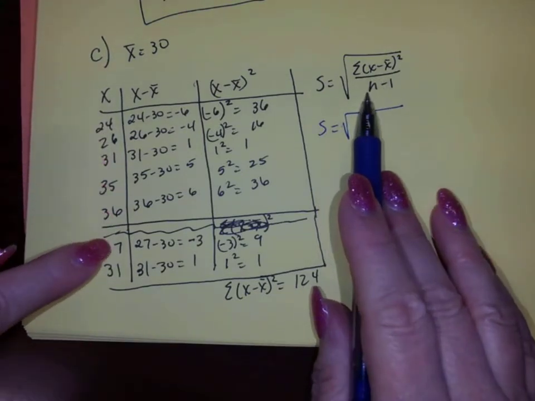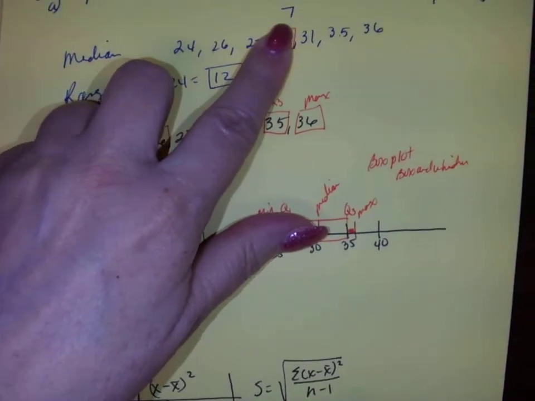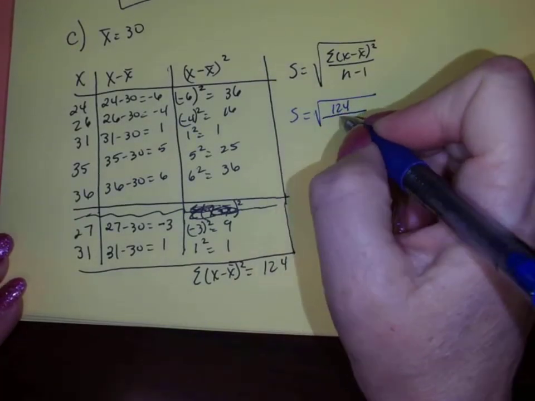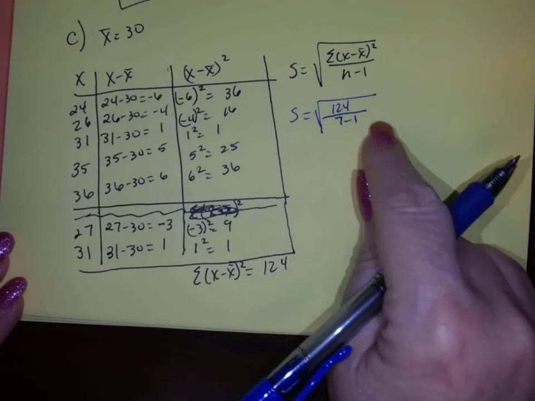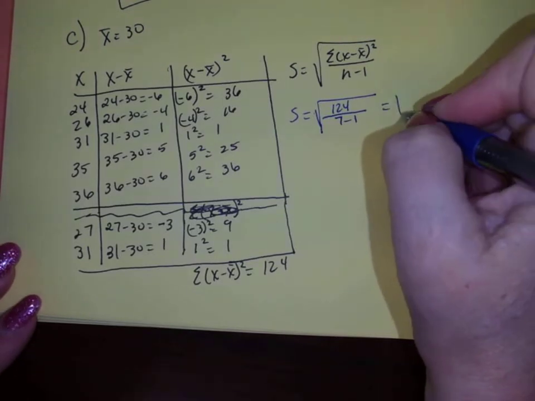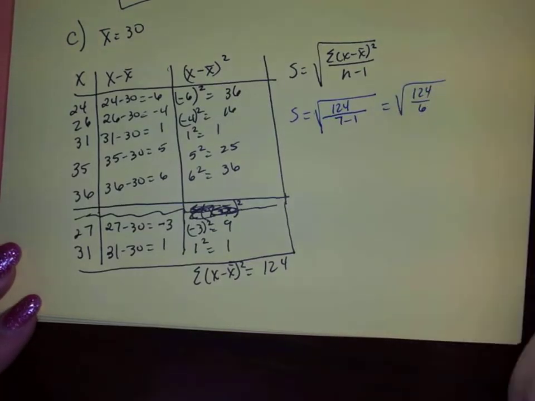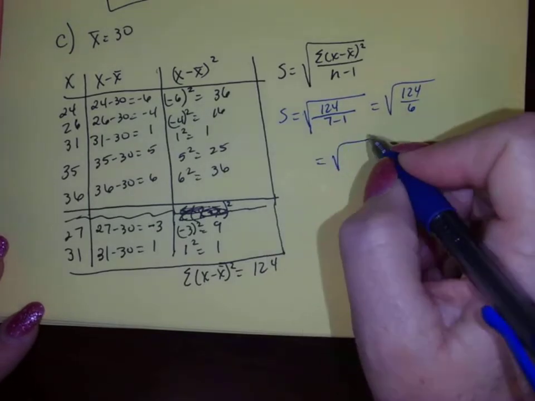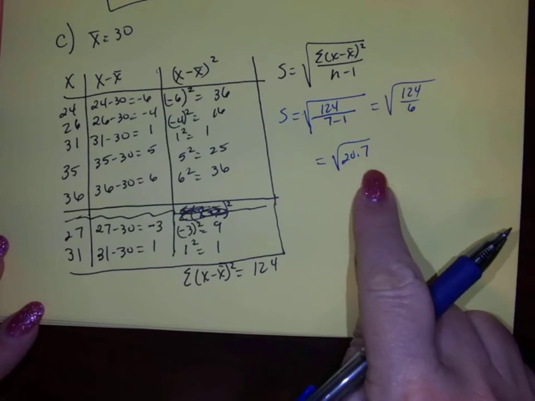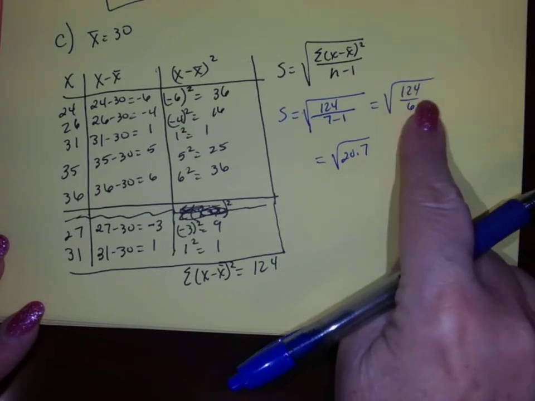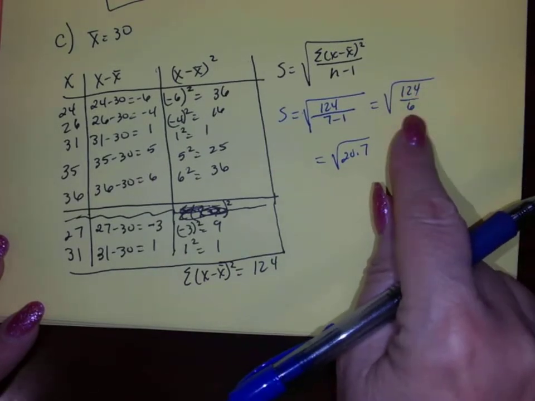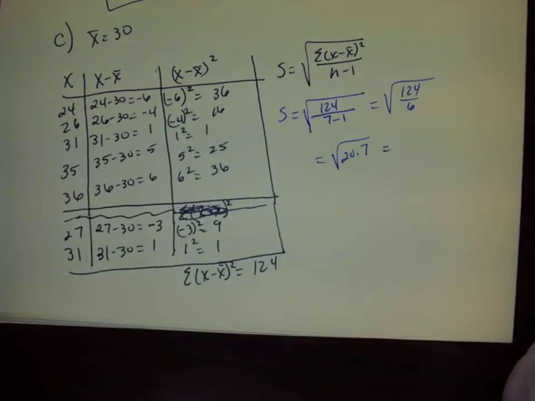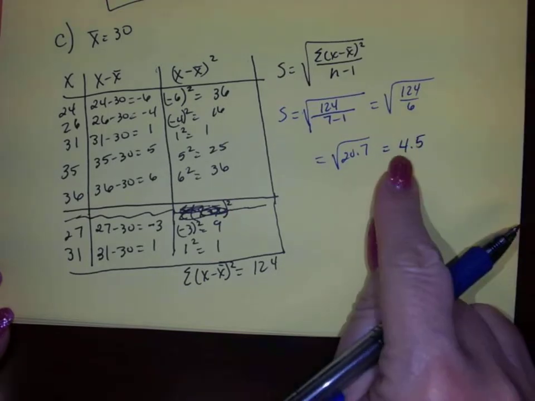1, 2, 3, 4, 5, 6, 7, because that's the same number I used to find my mean: I had 7 terms. So I'm going to divide by 7 minus 1 and make sure all of that is under your radical. This will become the square root of 124 divided by 6. You can take that down to a decimal if you want to. You can change it to 20.7, or you can just leave it as 124 over 6. I'm okay with that. You don't have to write the step, but you do have to take the square root of that.